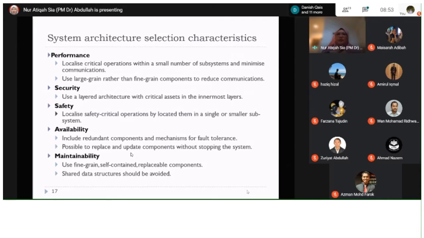Okay, layered architecture is used to secure the critical asset, that is your database, sensitive data punya database inside the innermost layer. Okay, that will be the consideration. But if you are emphasizing on the safety critical, when we call it safety critical, you have to actually put it in a smaller subsystem. Bermaksud you kena letakkan dia located in a single system or subsystem untuk kita nak ensurekan safety of that components and so on.